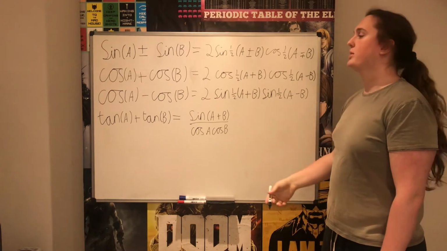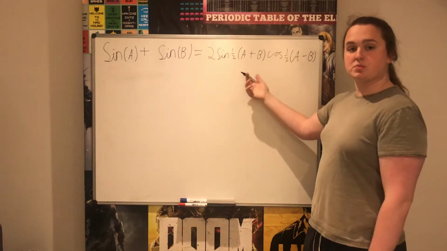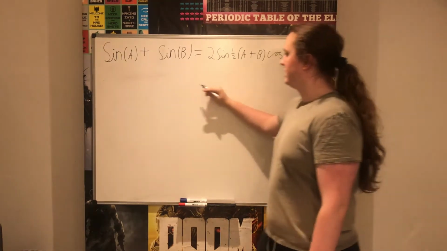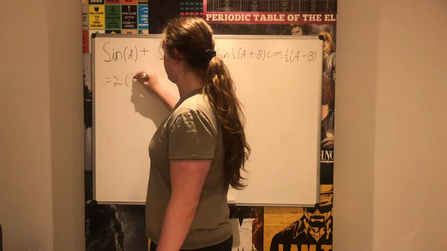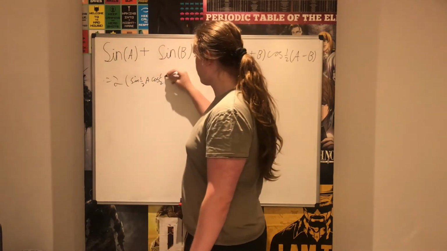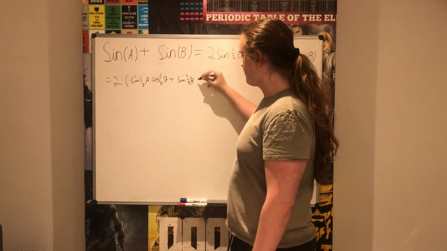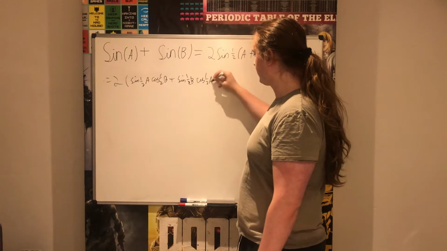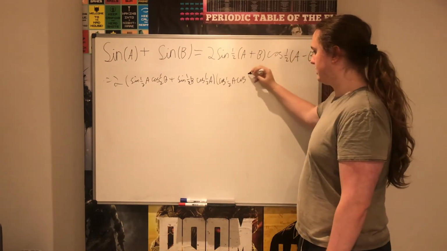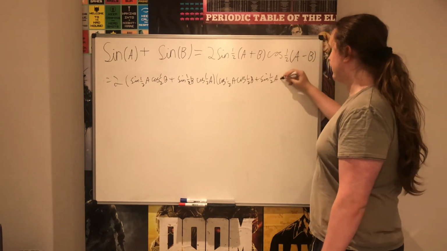So in this video, I'm going to prove a series of additive trigonometric identities. To prove this, I'm going to apply the compound angle formula to these two terms here. So this will become 2 times sine of a half a cos of a half b plus sine of a half b cos of a half a, times cos of a half a cos of a half b plus sine of a half a sine of a half b.